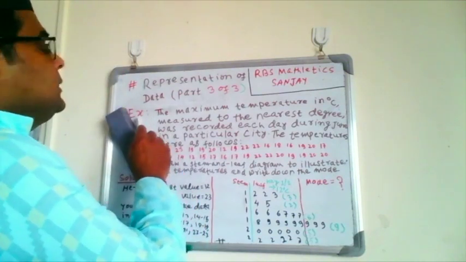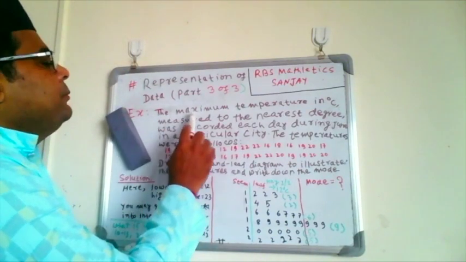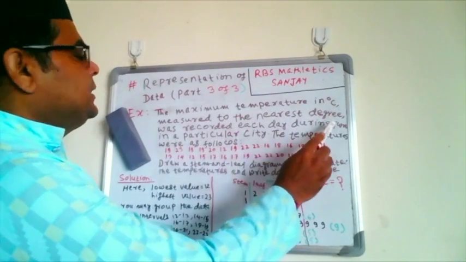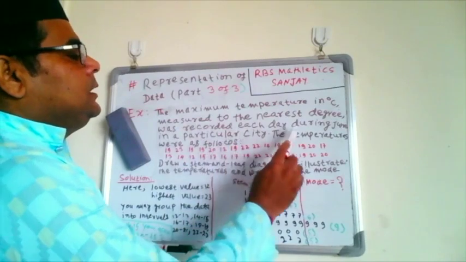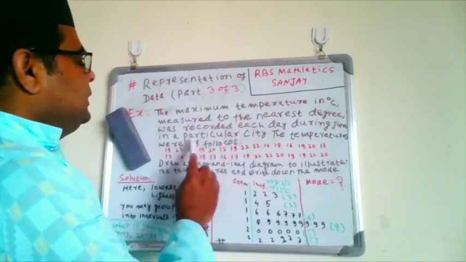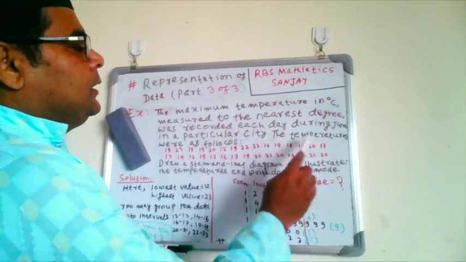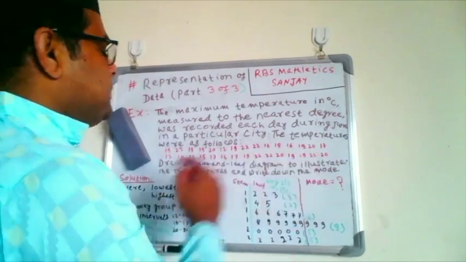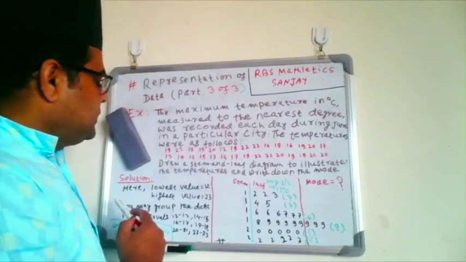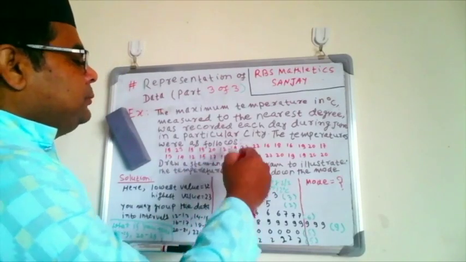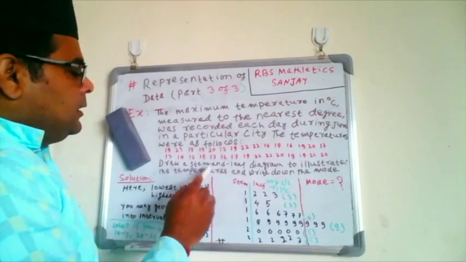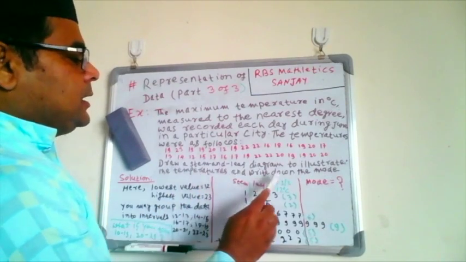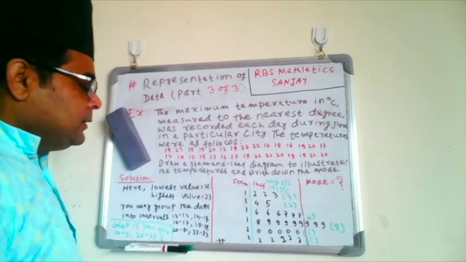So you can see here in this example that the maximum temperature in degrees Celsius, measured to the nearest degree, was recorded each day during June in a particular city. The temperatures were as follows. So these are the data of temperatures in degree Celsius. Based on this data, draw a stem and leaf diagram to illustrate the temperatures and write down the mode of this data.